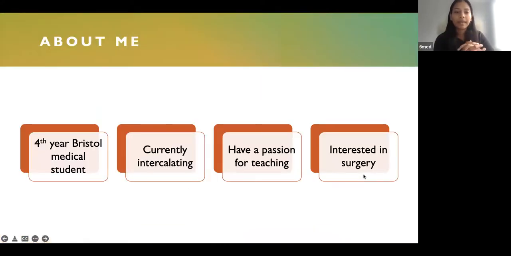A little bit about me. I'm a 4th year Bristol medical student. I'm currently doing a research year, so I'm intercalating in London. I've always been really passionate about teaching, which is why I get involved in these kinds of events. And currently I'm interested in surgery.